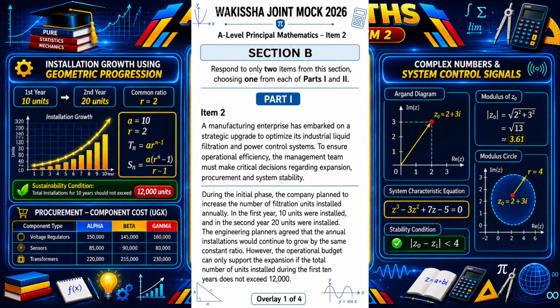During the initial phase, the company planned to increase the number of filtration units installed annually. In the first year, 10 units were installed. This is the first year. They installed 10 units. The second year, 20 units. I'm summarizing my work. 20 units were installed.